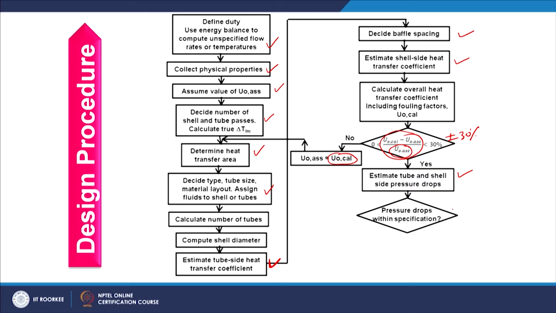Once you have the shell side and tube side pressure drops, you have to compare them with the permissible limit, like how much pressure drop is permissible in shell side and how much in tube side. If it is within the range, then your design can be accepted, or the design is valid. If it is not, then you have to make some changes in tubes and other parameters and repeat the whole calculation till you find your pressure drop within the acceptable limit. If it lies within the specified range, your design can be accepted, or we can say that the design is valid.